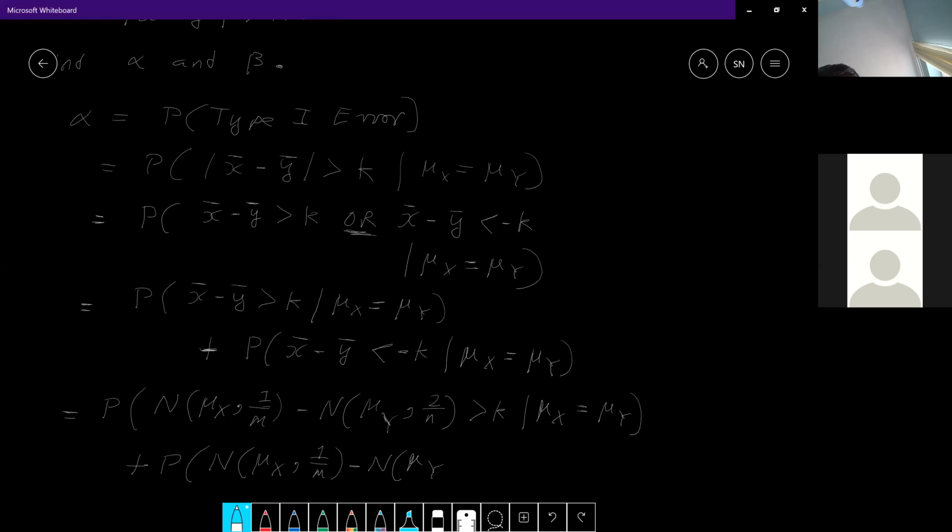The probability that x bar minus y bar is less than minus k, given mu x equal to mu y. Okay, so this is what you get.